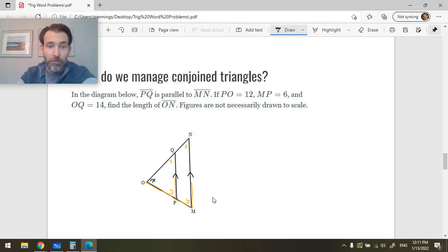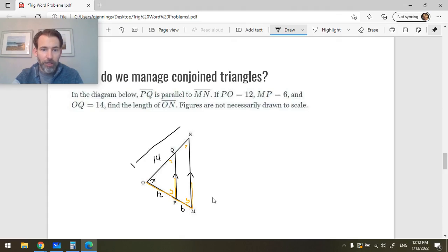Now let's see if we can solve the question. First it's telling us PQ is parallel to MN, so I put that on already. PO is 12, so I can write that down. And MP, this little bit there, is 6. And OQ is 14. Find the length of ON. So we want this whole length here.